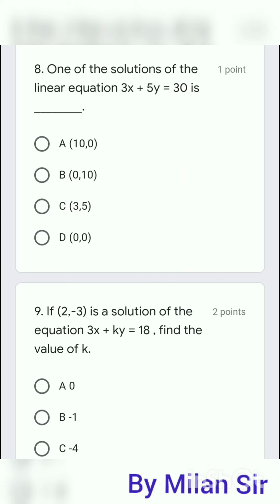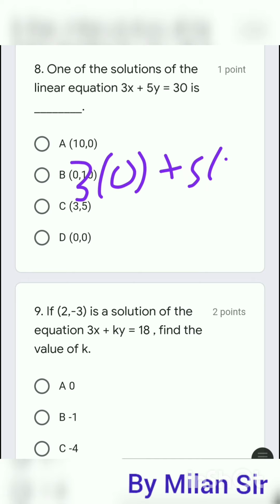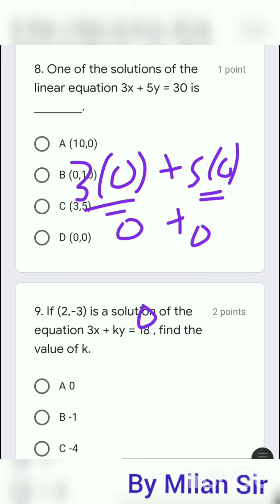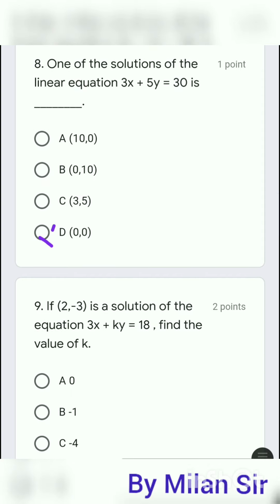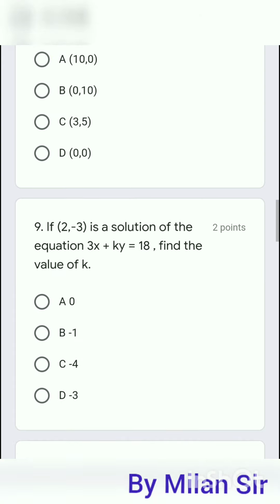And at last, check the (0, 0) here. So in place of x, 0, and in place of y, 0. So 3 into 0 is 0, 5 into 0 is 0, 0 plus 0 is 0. Okay, so this is even the incorrect answer. So the final answer is A.